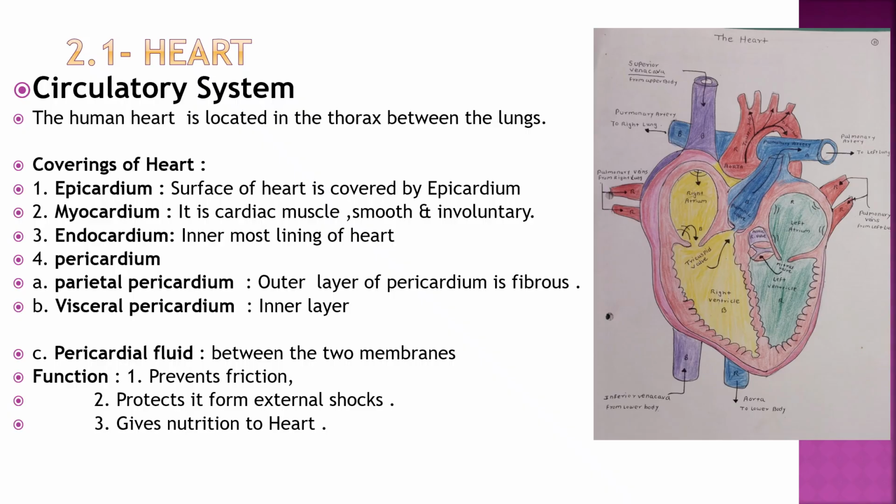Let's study circulatory system. Hello students, today we will see about circulatory system. So circulatory system consists of blood vessels and heart. So we will study heart in detail. So heart is located in between two lungs in the thorax.